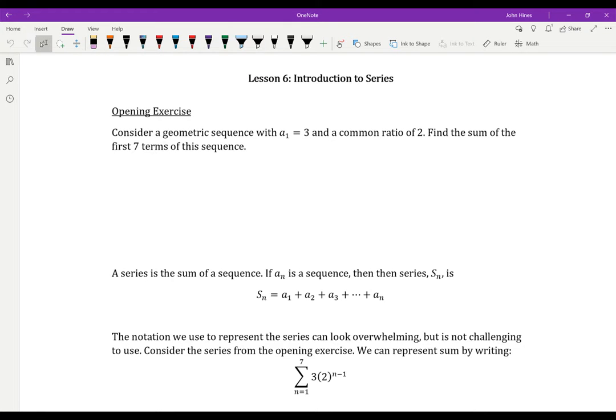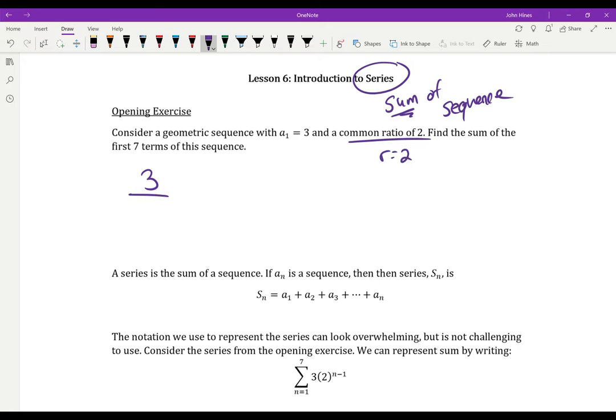Hi everybody, in lesson 6 here we're switching to looking at series, and a series is just a sum of a sequence. So I'm going to take a sequence and add all the terms together. Let's look at this opening exercise. Consider a geometric sequence where a1 equals 3 and the common ratio is 2. So my multiplier here is times 2. Find the sum of the first 7 terms.